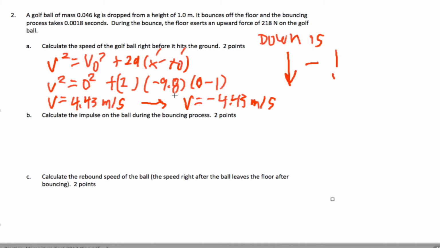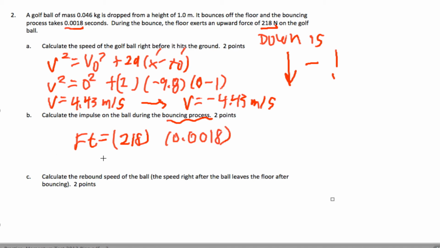Very important point. Now we want to calculate the impulse of the ball during the bouncing process. What do we mean by the bouncing process? We mean the 0.0018 seconds during which the upward force from the floor is 218 newtons. So we calculate the impulse in the following manner. And when we do that, we're going to actually end up getting 0.392 newton seconds.